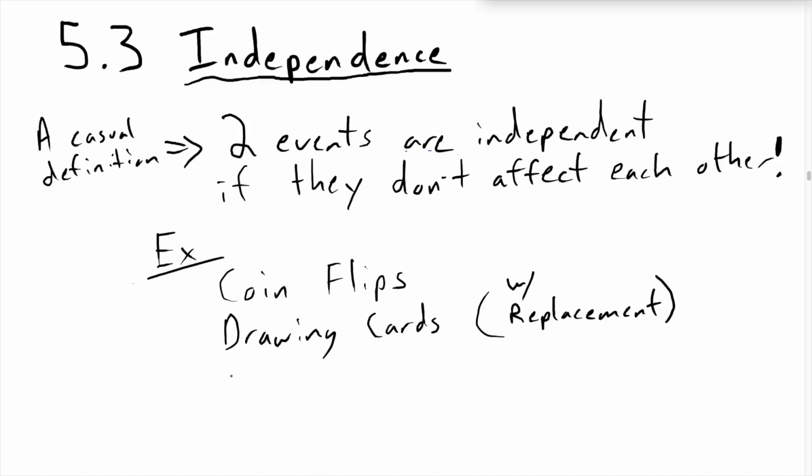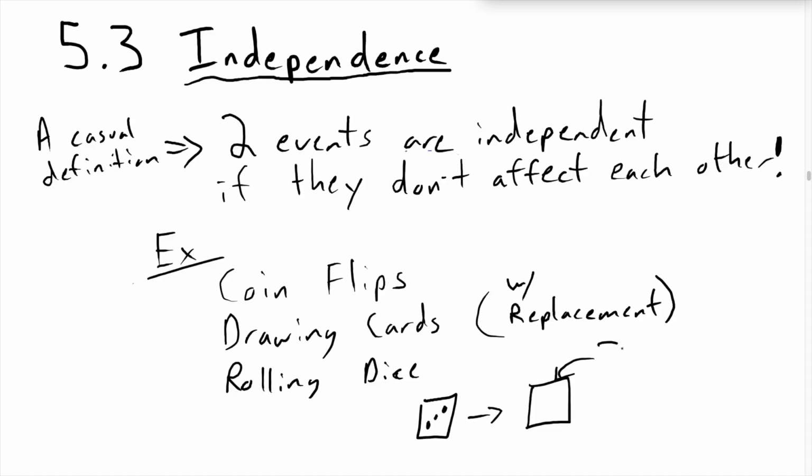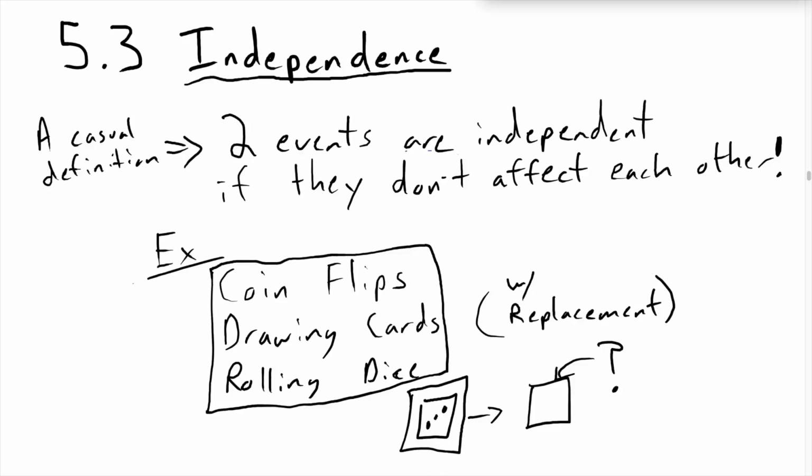Another example of independent events that we'll use are rolling dice. Oh, I got a 3 with that die. Well, it's time to roll the next die. The outcome of this die is not going to depend at all on the fact that my first die was a 3. Let's look at the definition from the book.